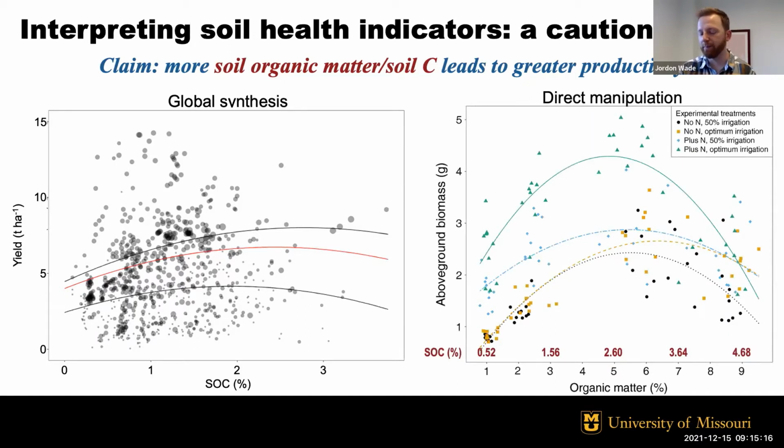But that's not really the best indicator, right? There are lots of complicating factors on this global level. So they directly manipulated soil organic matter and looked at what productivity looks like, with other mediating variables like the amount of nitrogen added and irrigation, making sure there's no water stress. Similarly, they found that productivity peaks around 2%. So that supports what they found on the global level. This is both correlative, and here they think it's more causation.